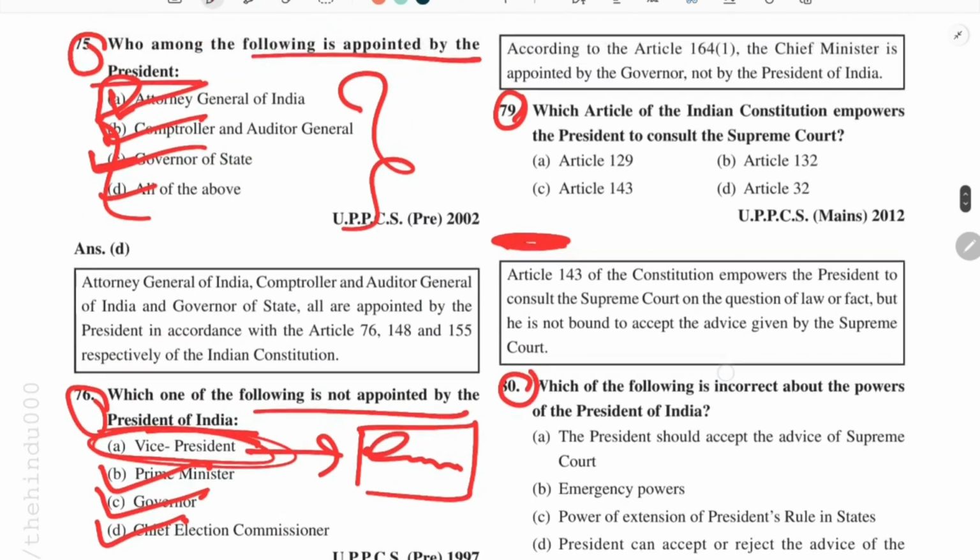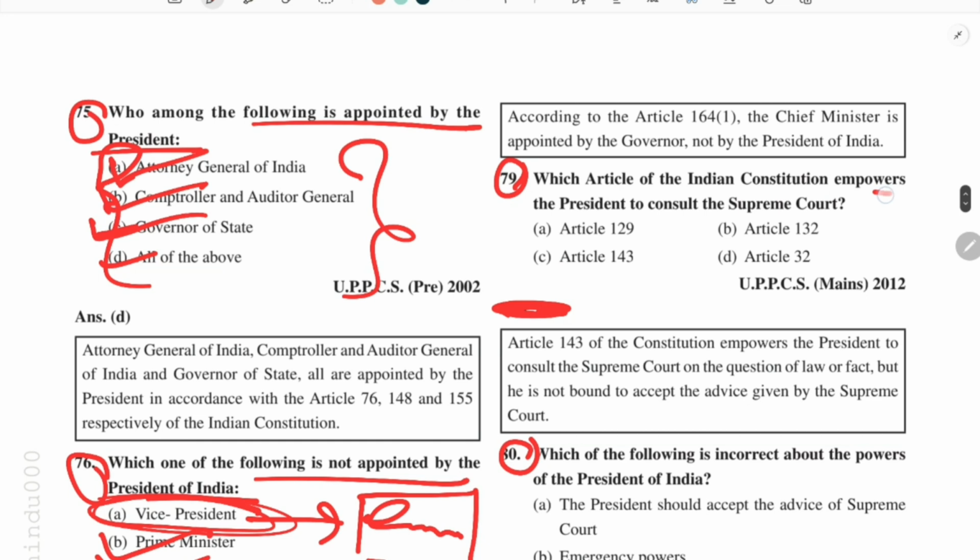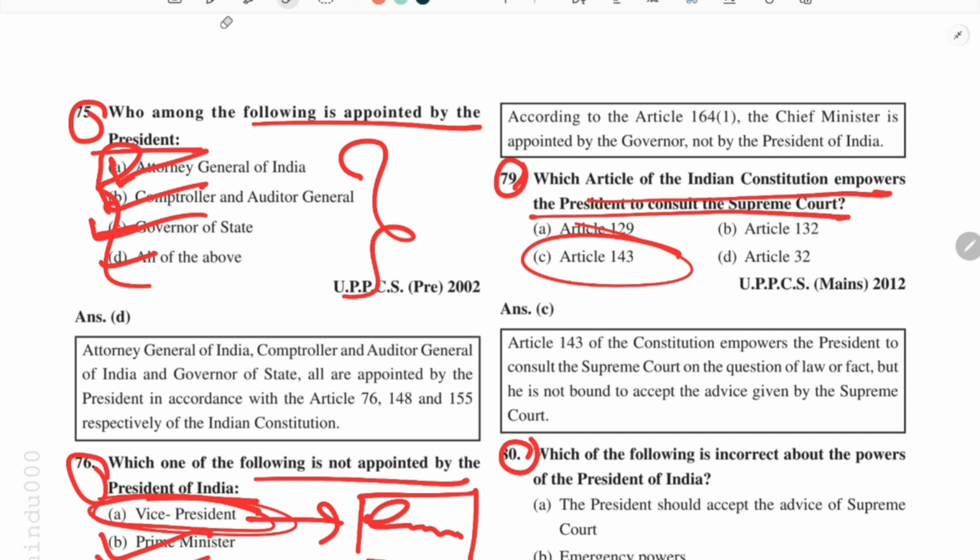Coming to the next question, which article of the Indian Constitution empowers the President to consult the Supreme Court? We will discuss this advisory jurisdiction of the Supreme Court with regard to the President in the chapter of the Supreme Court. But here, for your information, this article is Article 143. It is related to the advisory jurisdiction, where the President consults the Supreme Court on some constitutional matters.